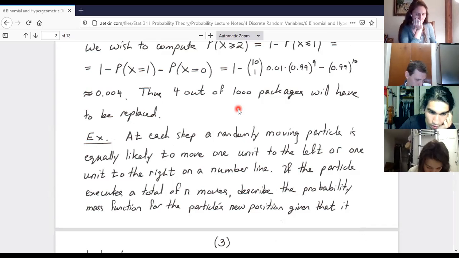Professor? Yes. So by random, we mean probability-wise it doesn't prefer left or right. Exactly. Okay. There is no preference for left or right.